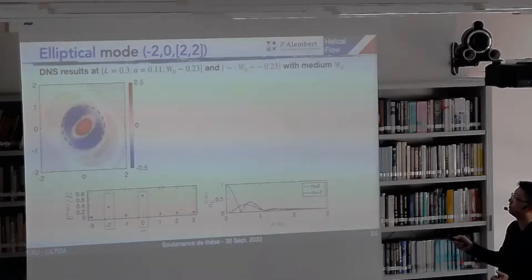Here is an example for the mode -2, 0, 2, 2. It's their structure in the P perpendicular plane. The dominant mode is -2 and 0 as we are looking for, and the difference is 1, 2 and 1, 2, that's why we call it -2, 0, 2, 2.